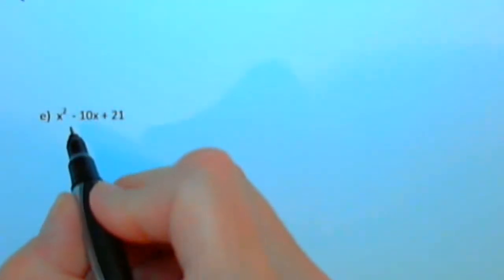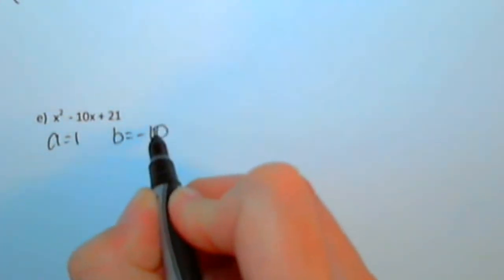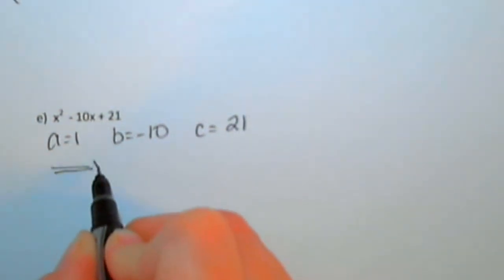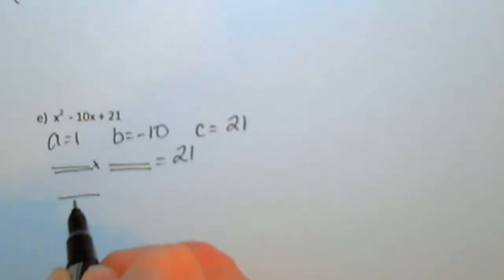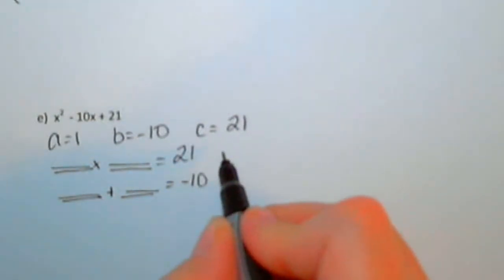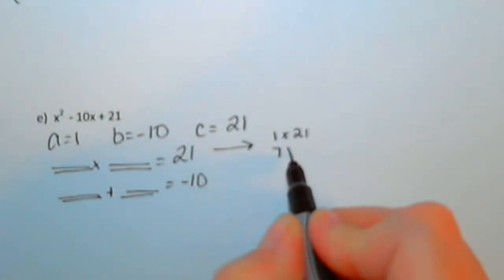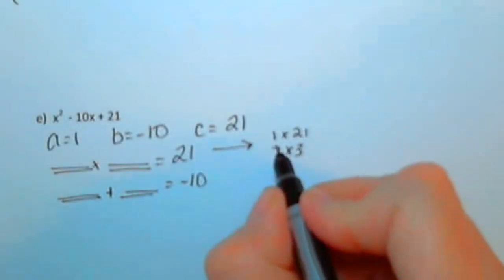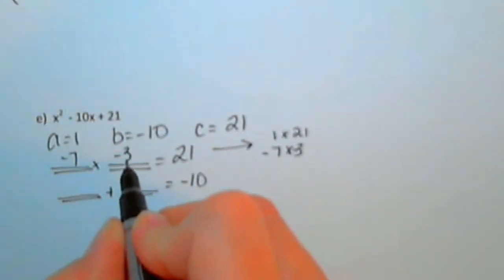Next one's a similar kind of situation. A is 1, B is -10, and C is 21. I want two numbers that multiply to give me C, which is 21, and the same two numbers that add to give me B, which is -10. Well, let's take a look at 21. 1 times 21, 7 times 3. Well, 7 and 3, if they were both negative, would work in both situations. So that's what I'm going to go with.